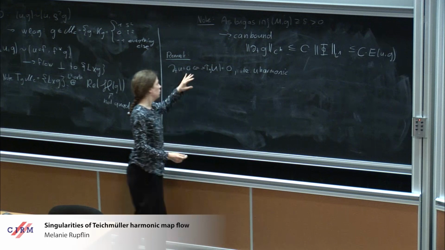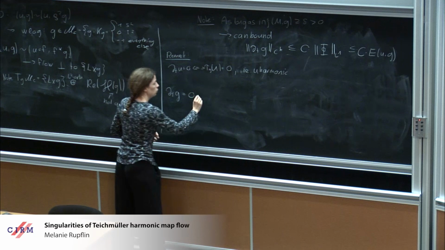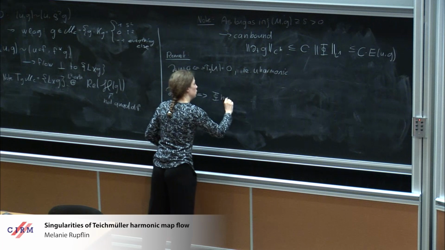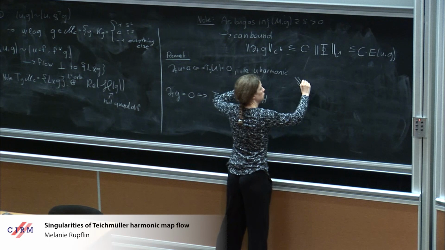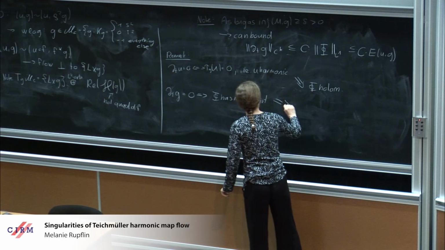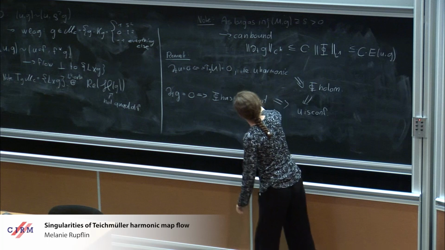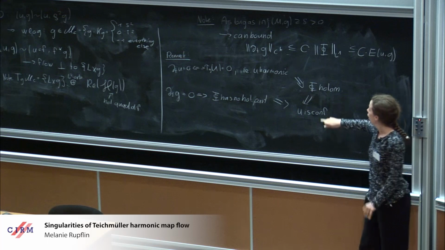While at the stationary points, when the metric doesn't move, this is equal to 0, this implies that phi has no holomorphic part. Now, importantly, u being a harmonic map implies that phi is holomorphic. So together the two of them give you that u is conformal, because it has no holomorphic part and it is holomorphic if I'm at a stationary point. So I get a conformal map and I get a harmonic map.